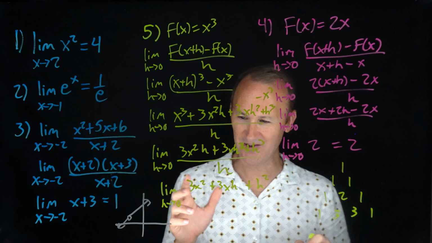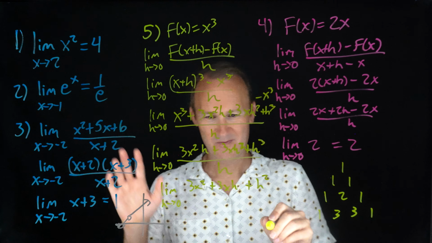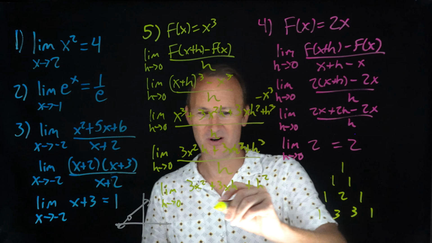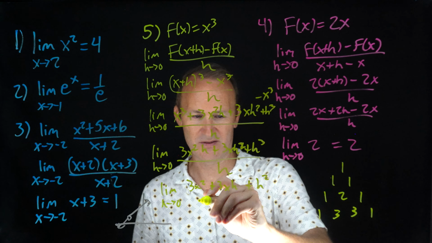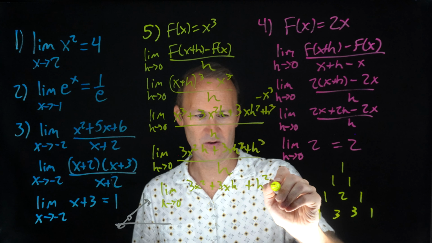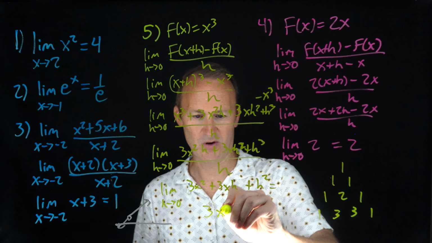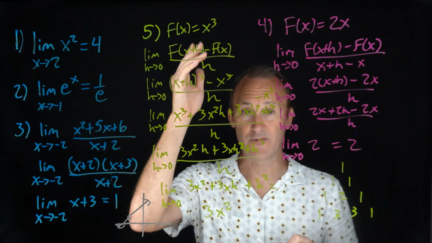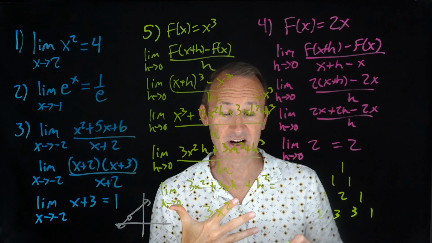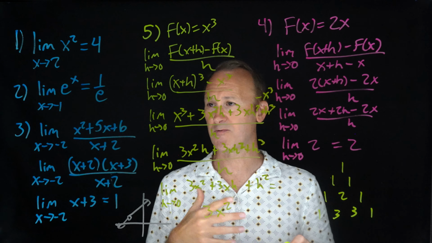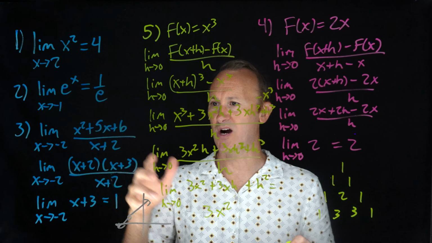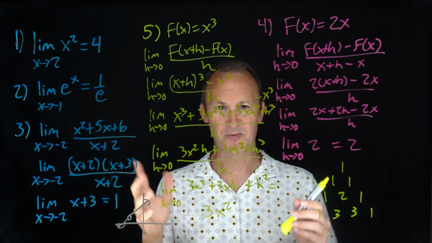And finally at the end here, we can now plug in h is 0. And so we're left with, this is going to equal 3x squared. And what we have discovered is that 3x squared is the derivative of x cubed. Okay, so these are a sample of limit problems, and I hope you have fun with them.